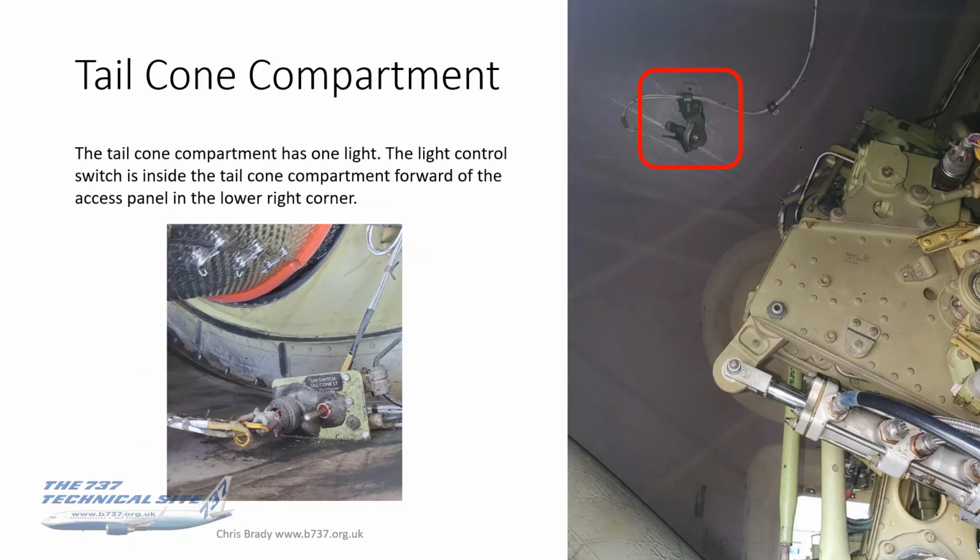The tail cone compartment, which is further back from the aft accessory, has just 1 light. Again, the light control switch is inside the tail cone compartment, forward of the access panel in the lower right corner. And again, I've put a photo in there so you can see where that is.